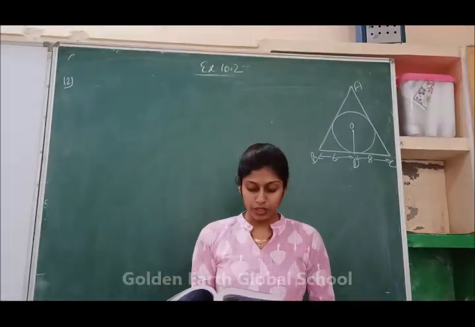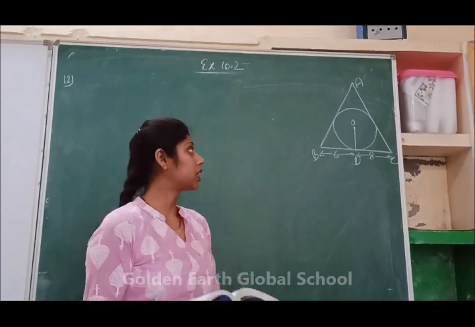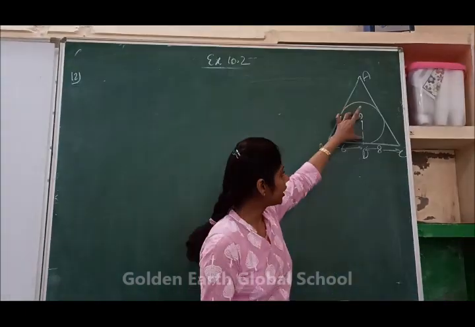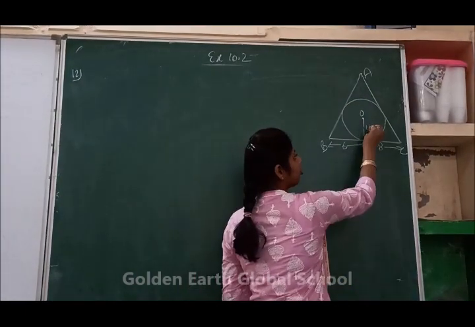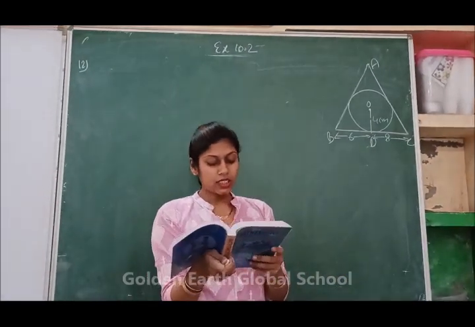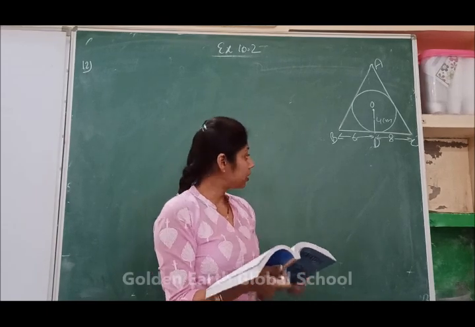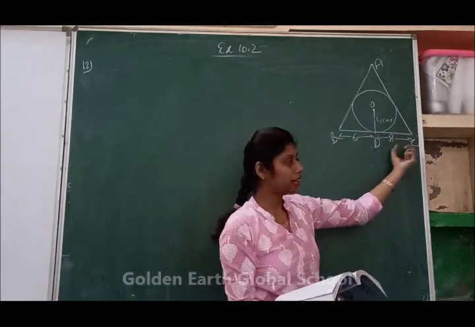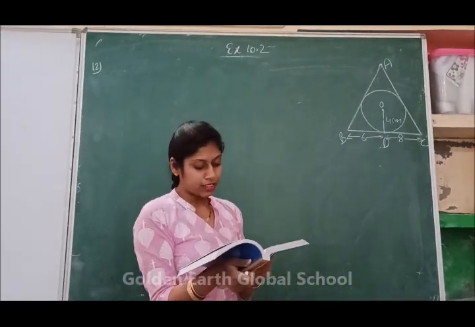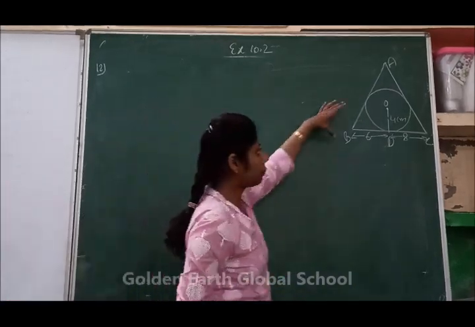Start question number 12. A triangle ABC is drawn to circumscribe a circle. There is a triangle, and inside it a circle of radius 4 centimeters. Such that the segments BD and DC into which BC is divided are given: this is 6 centimeters and this is 8 centimeters. But we have to find the length of AB and AC, the complete length.